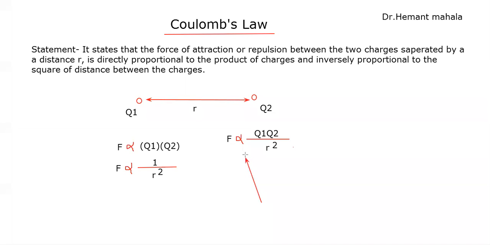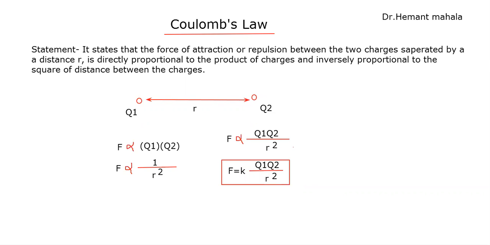Now we know for removing this sign of proportionality, we have to put a constant. So F is equal to K, the constant is K. Now it is equal: F equals K Q1 Q2 by R square. So it is the relation for force between the two charges, okay?